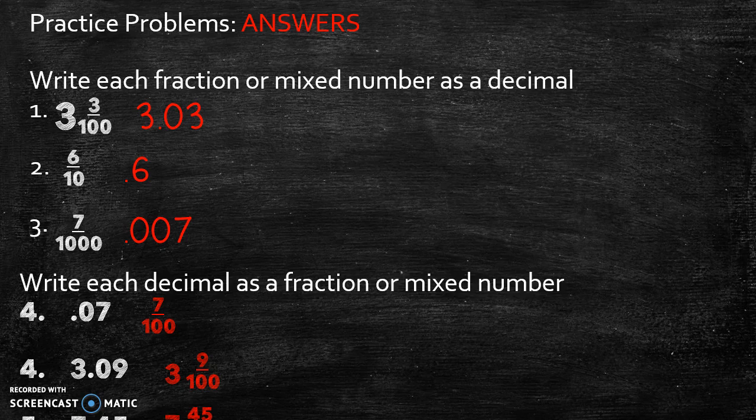So now it says write each decimal as a fraction or mixed number. So we're just flipping it. So it says 0.07 is the same as 7/100ths. 3.09 is the same as 3 and 9/100ths. And 7.45, which you can barely see off the bottom of your screen, the answer would be 7 and 45/100ths. So why would it be 45? Well, because look, there is a number, a 4, in the tens place. So it's 7 and 45/100ths.